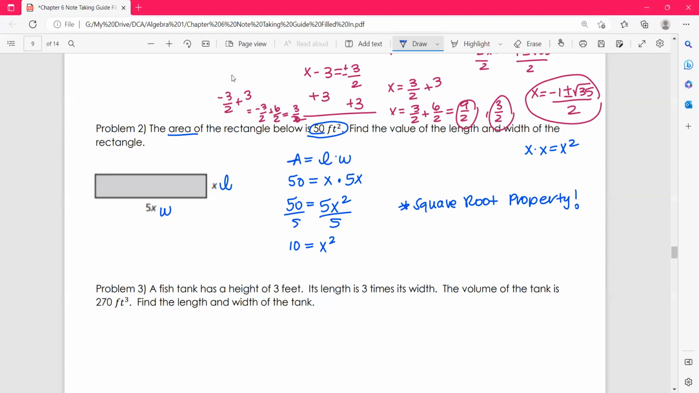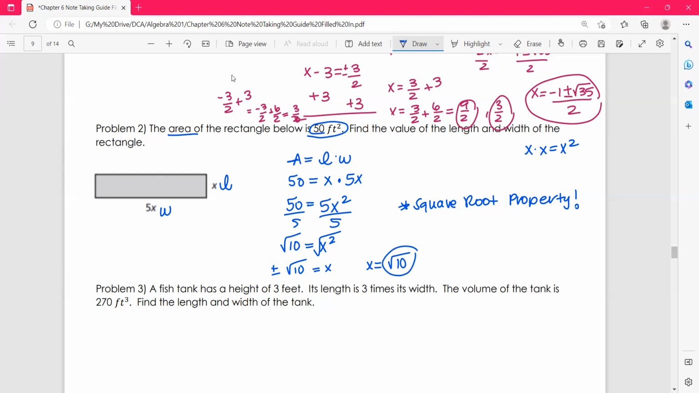And then we need to take the square root of both sides to get that x by itself. So I'm going to have plus or minus the square root of 10 equals x. Now, guys, we're talking about a real world problem here. We're talking about the area, the length of something. So really, I only have the square root of 10, right? I can't have that negative answer. So I only have one positive answer.